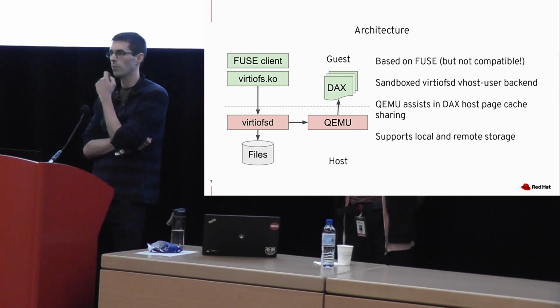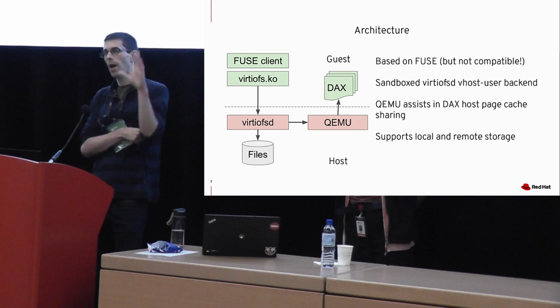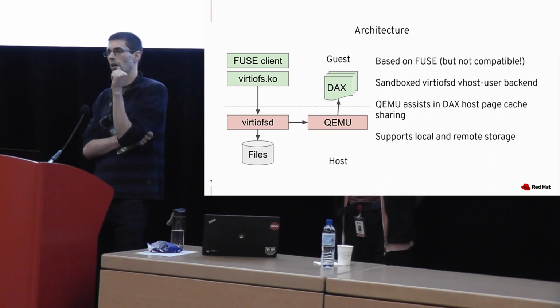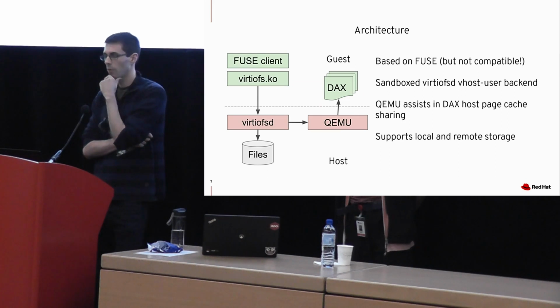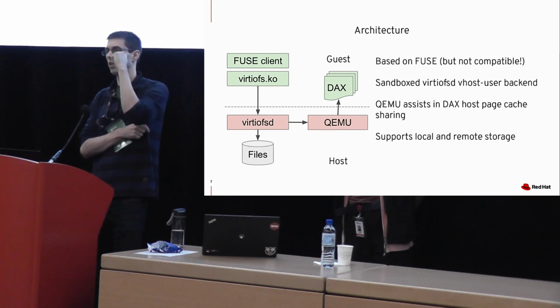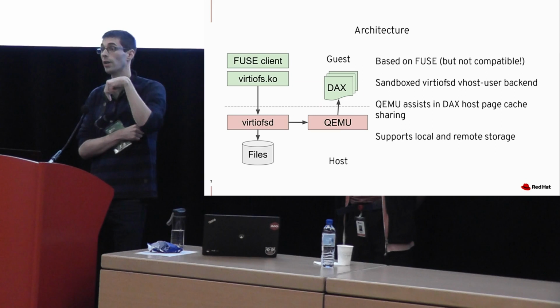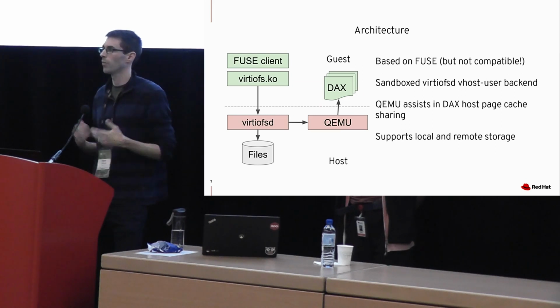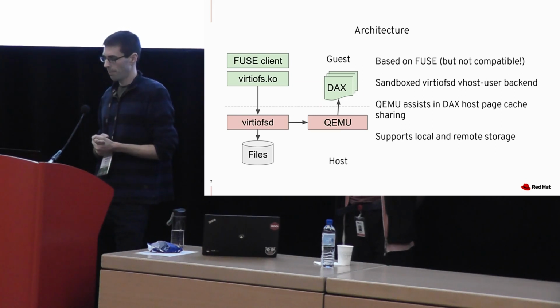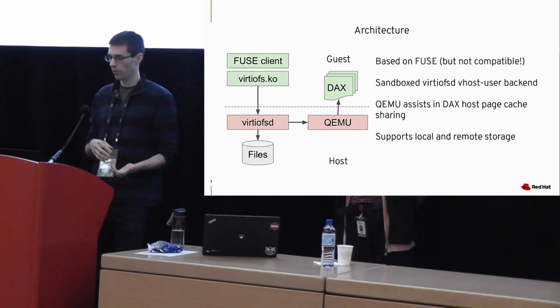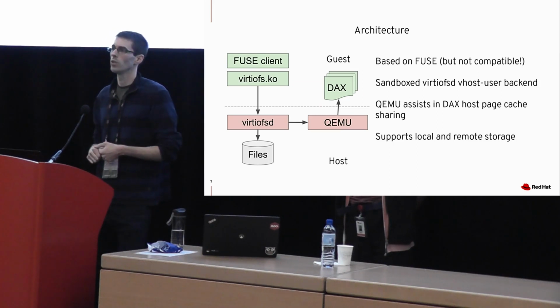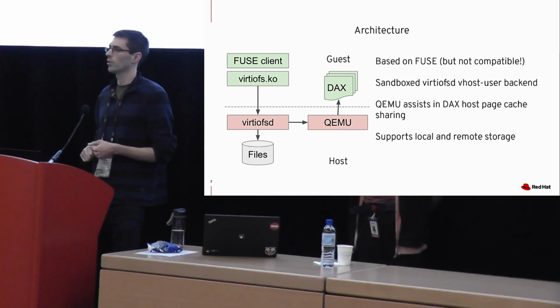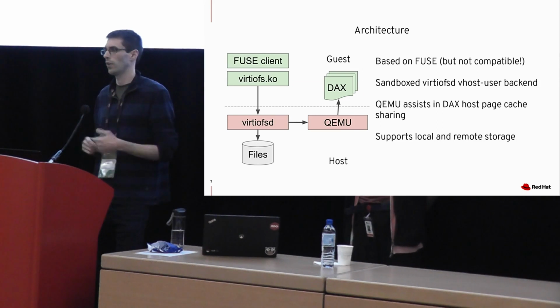So virtiofs is able to take a file and map it into the guest memory space, not into guest RAM, into the memory space. So you don't have to copy the contents of files into guest memory. Instead, the guest can just directly access files from the host page cache. And finally, it supports remote storage, it supports local storage. So what you put underneath virtiofs, it's just a pass-through file system. It could be an NFS mount if you want, or it could be a local XFS file system.